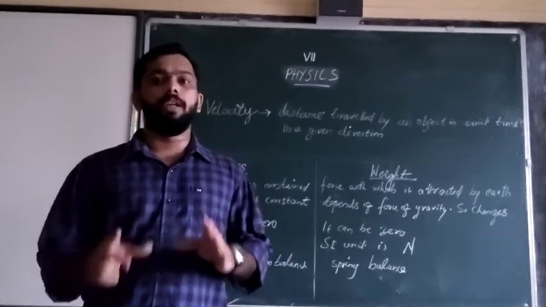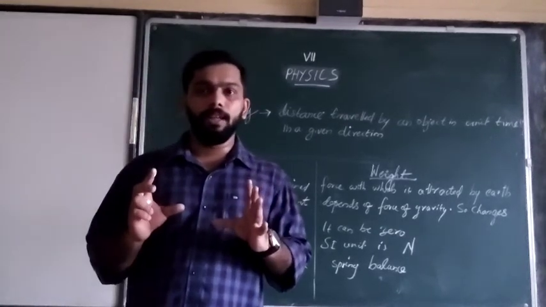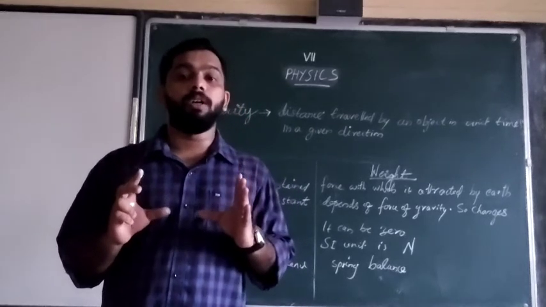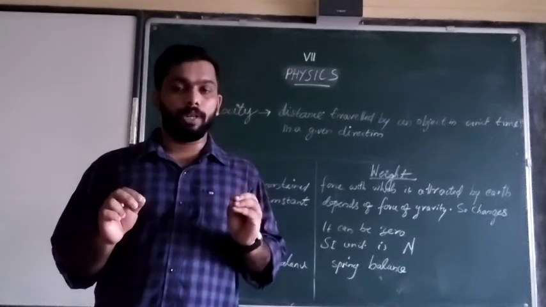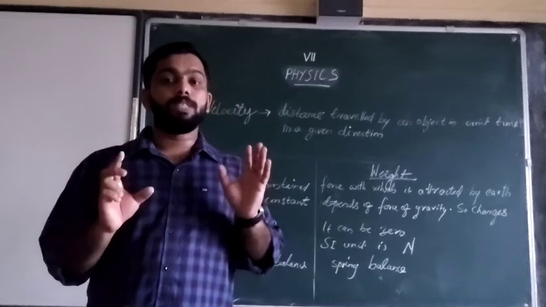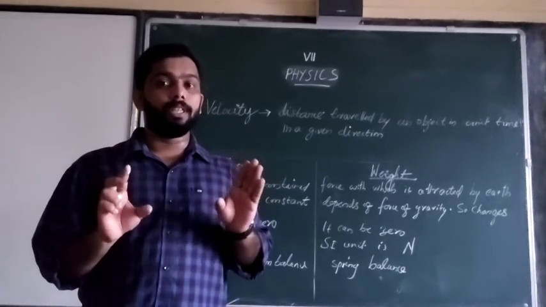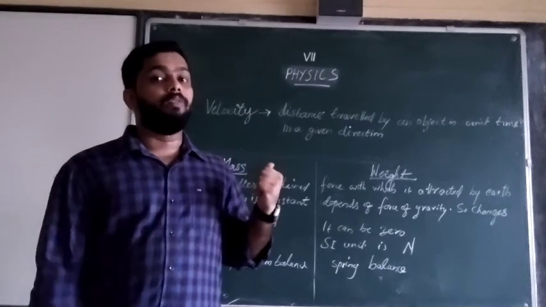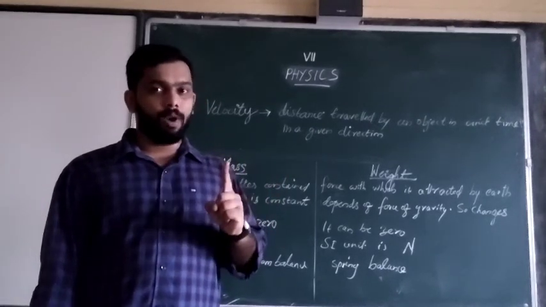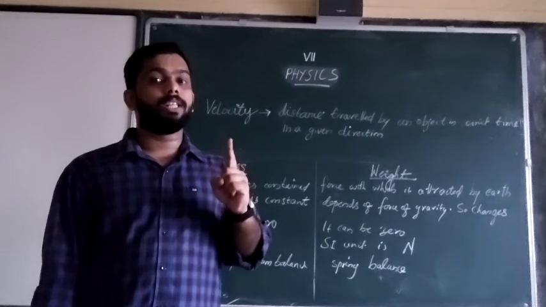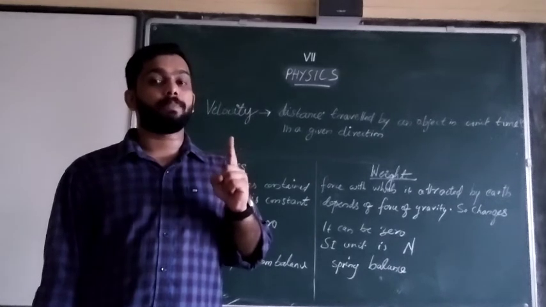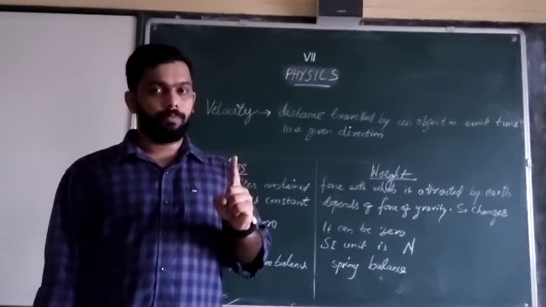I think you remember that in the last class we discussed scalar and vector quantities. There we saw that speed is a scalar quantity since we express it only with its magnitude, and velocity will be a vector quantity because along with the magnitude we also express the direction.